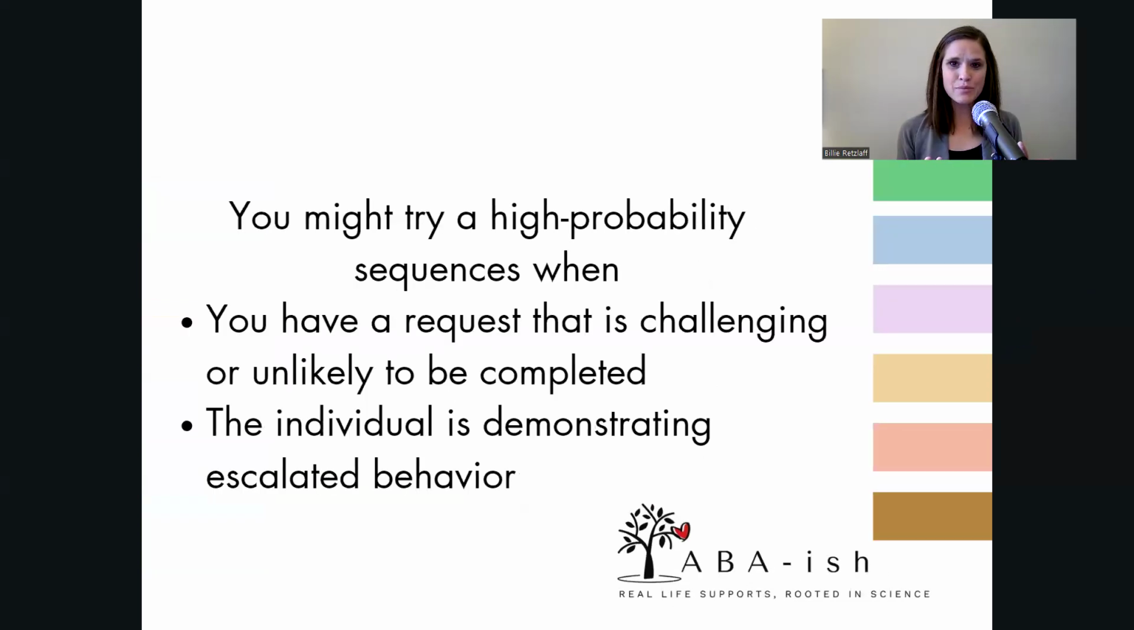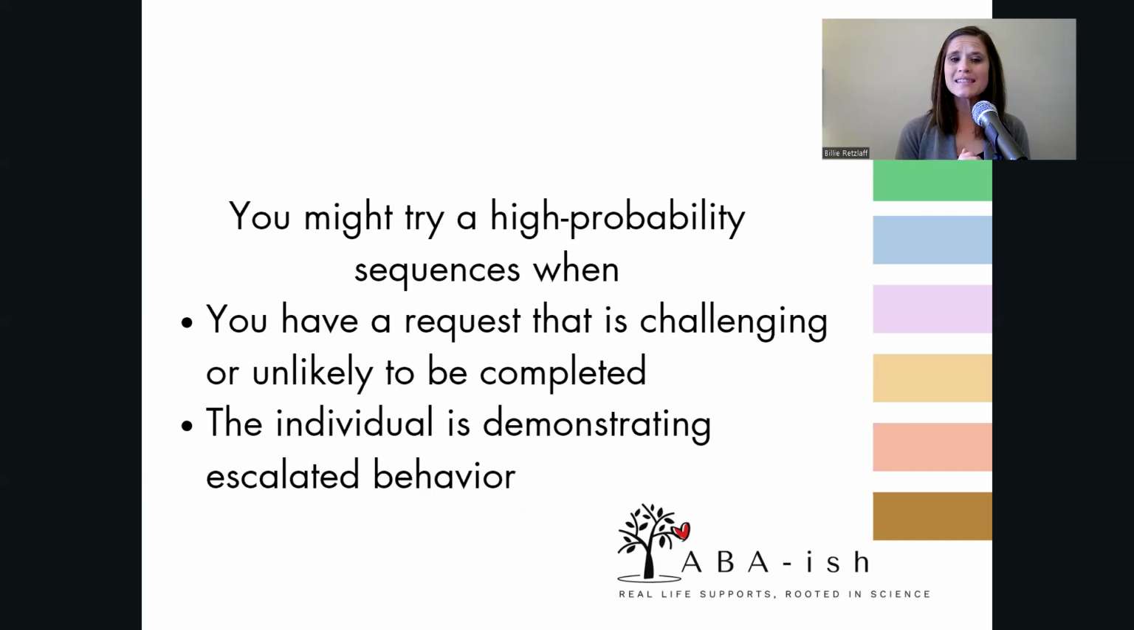So we want to use a high probability request sequence in two different situations. The first time that we might do it is if you know that you have a request that's pretty challenging or that an individual is unlikely to complete. Now, the key here is it still has to be a request that the individual can do. This is a motivation based strategy. So that means it's not going to teach a new skill, but it's a way to get somebody to do something that they're maybe not feeling super motivated or like they really want to do in that moment. So, if you have a request that's challenging or you know is unlikely to be completed, but you know that individual is capable of doing it, you could consider using a high probability request sequence.